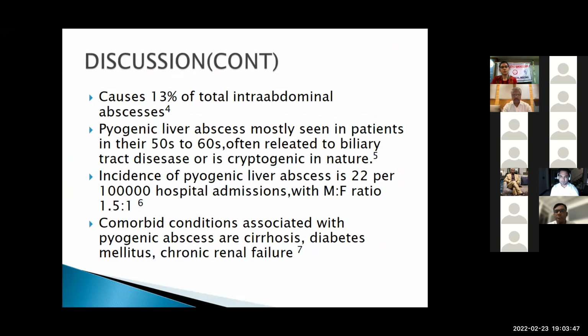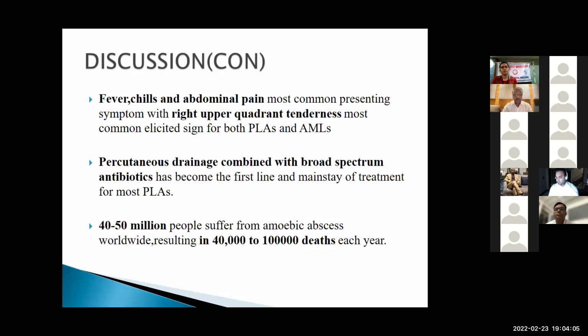Pyogenic liver abscess is mostly seen in patients in their 50s to 60s, often related to biliary tract disease and cryptogenic in nature. Incidence of pyogenic liver abscess is 22 per 1 lakh hospital admissions, with a male to female ratio of 1.5:1. Comorbid conditions associated with pyogenic abscesses are cirrhosis, diabetes mellitus, chronic renal failure. Fever, chills, and abdominal pain are the most common presenting symptoms, with right upper quadrant tenderness the most common elicited sign in both pyogenic and amoebic liver abscess.